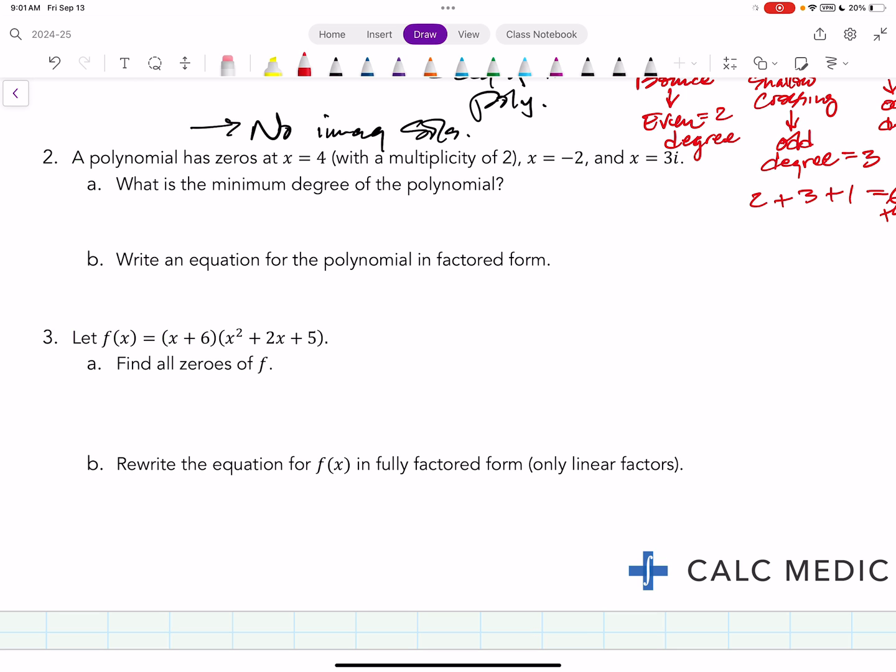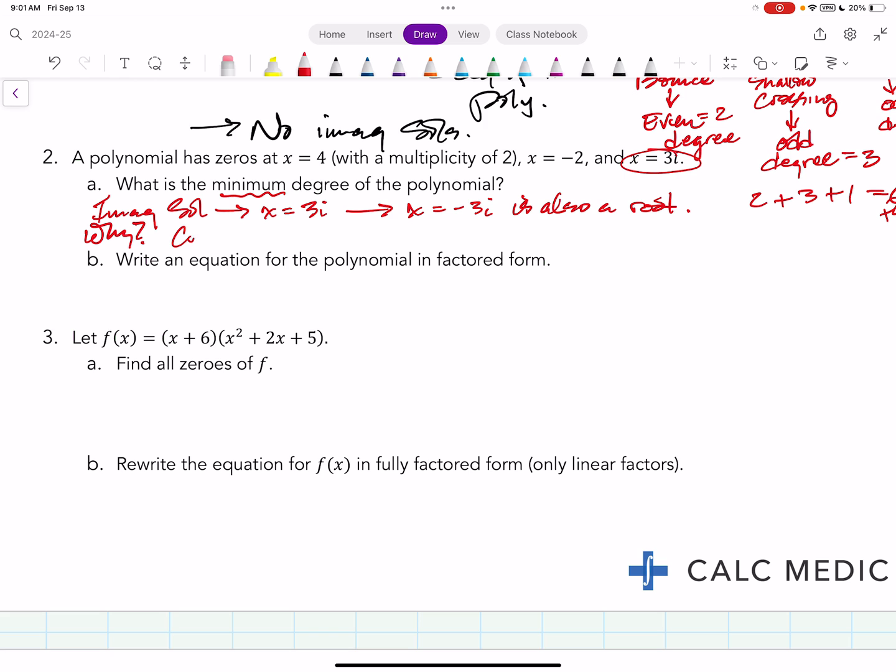So keyword: minimum. We have to understand that if we're given an imaginary solution, which we are, like x equals 3i, this is called an imaginary solution. It automatically tells us that the conjugate, x equals -3i, is also a root. Why? Because complex roots, or what we say imaginary roots, always come in conjugate pairs.